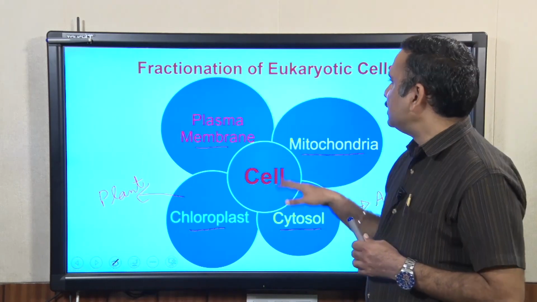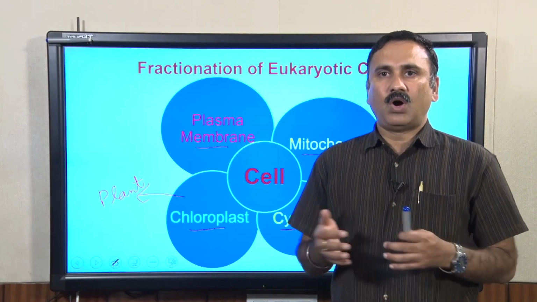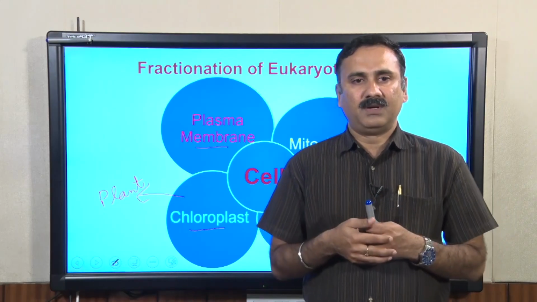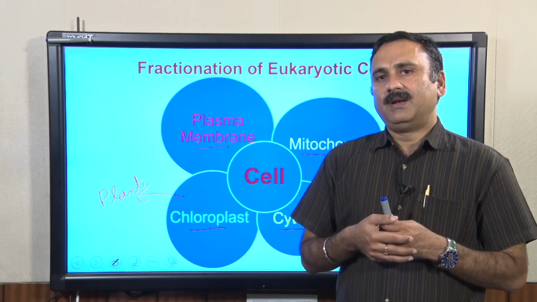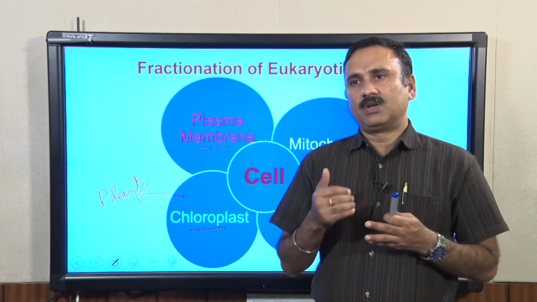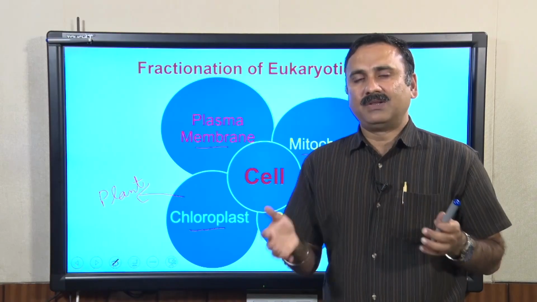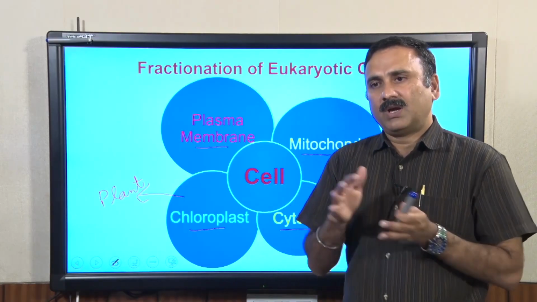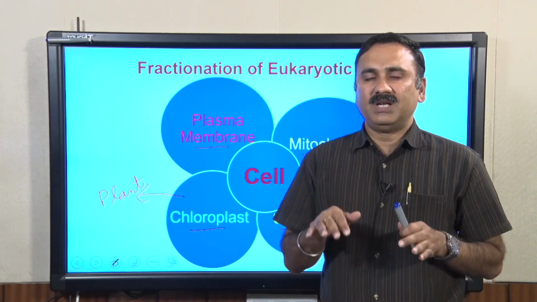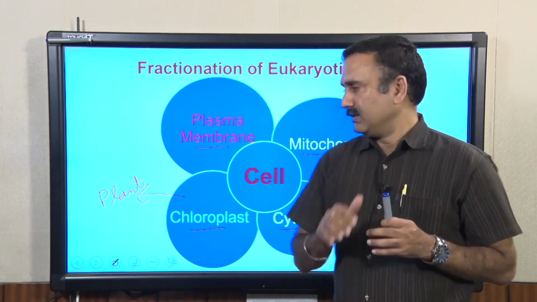Most of the fractionation of eukaryotic cells is done by centrifugation, separating these organelles based on some basic physical properties. There are two physical properties which people use. One is density, the other is the molecular weight or the mass of these organelles. This mass of the organelle is indirectly related to the ability of these organelles to sediment in a given buffer or microenvironment.